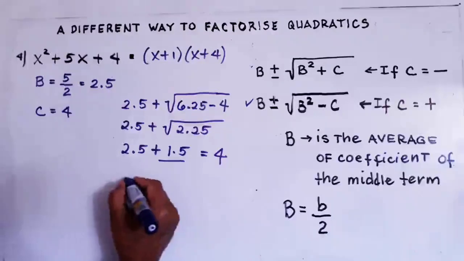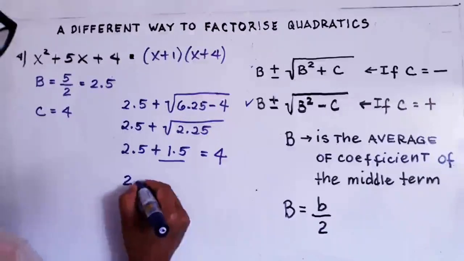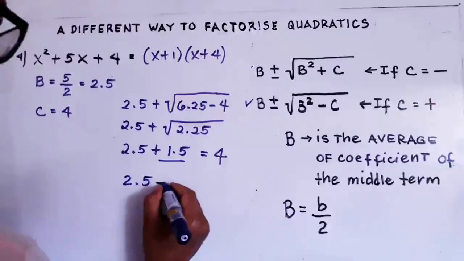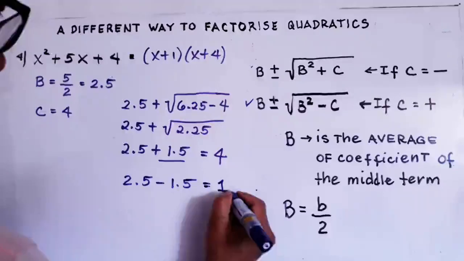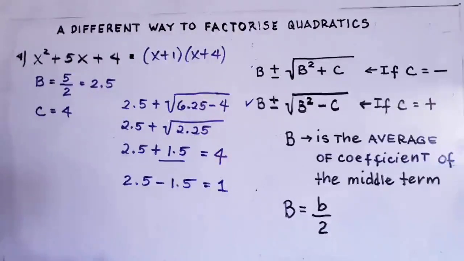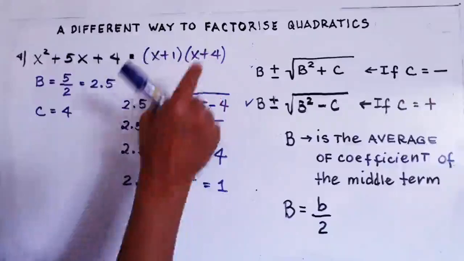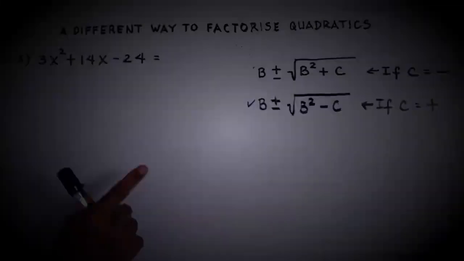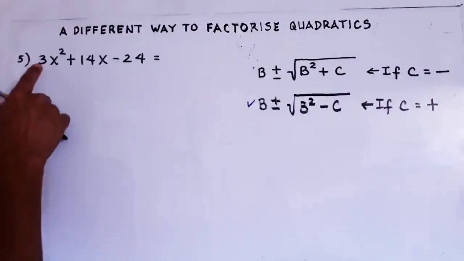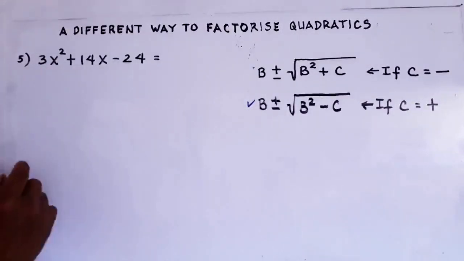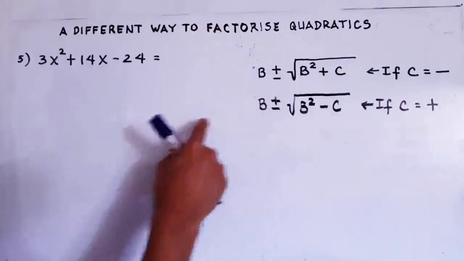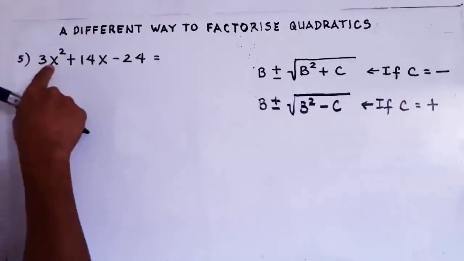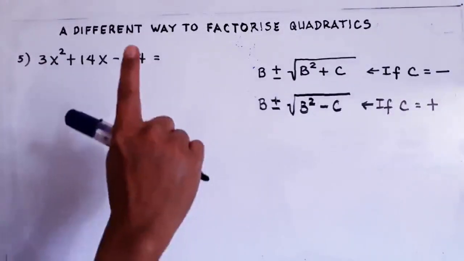Now the minus, we don't have yet the minus. 2.5 minus the 1.5 here will give us 1. And we have the same solution, x plus 4 and x plus 1. Now, a is not equal to 1 anymore. Our a is 3. So before we proceed to our b using the formula, we need to make the numerical coefficient of x squared equal to 1.